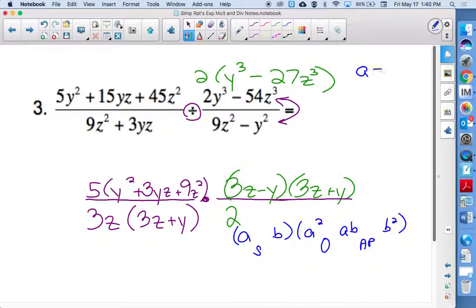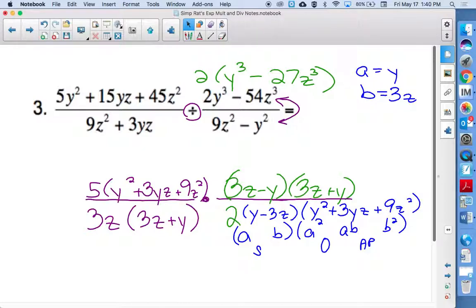Your A term is the cube root of y cubed, that's just y. The B term is the cube root of 27z cubed, so that would be 3z. That's what you're using to fill in the pattern. This is pattern factoring, just like the perfect square is pattern factoring. So these are perfect cubes. Brandon, what would that look like then? y minus 3z times y squared plus 3zy plus 9z squared. So we pulled out a 2, and then we factored it using SOAP.